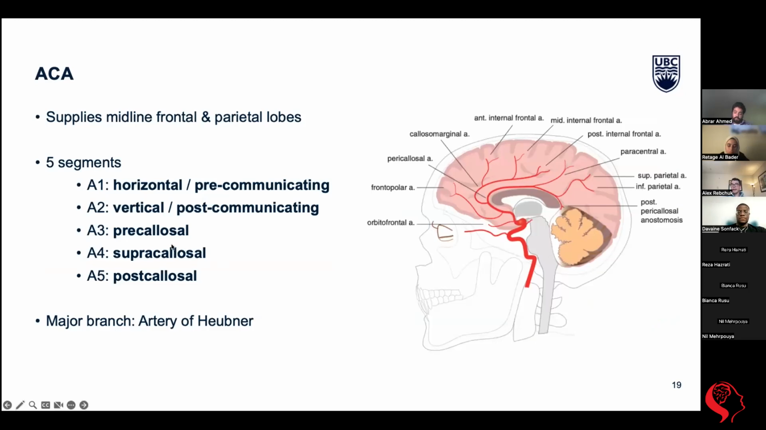The ACA, 5 named segments, stuff that you should know. So again, A1, A2, A3, A4, A5. They're all named. Most people go with the A1, A2, A3, A4 segments, but they do all have names, and it's certainly important to be able to recognize them. They're all named relative to their relevant anatomy. So you can see here the horizontal segment coming out laterally. Then you'll have the vertical rise of the A2, followed by the precallosal, so in front of the corpus callosum, the supracallosal, and the postcallosal segments. The division between A4 and A5 is the coronal suture.